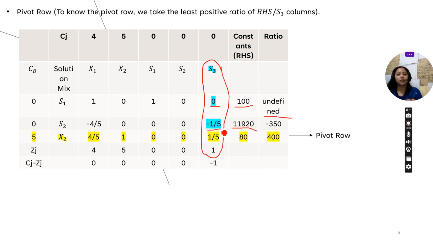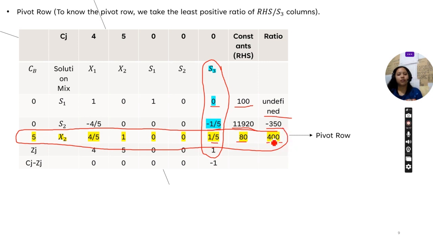11,920 divided by negative 1 over 5 is negative 350, and 80 divided by 1/5 is 400. So the least positive ratio here is 400, because we cannot choose the negative 350 since it is less than 0. So this is now our pivot row.